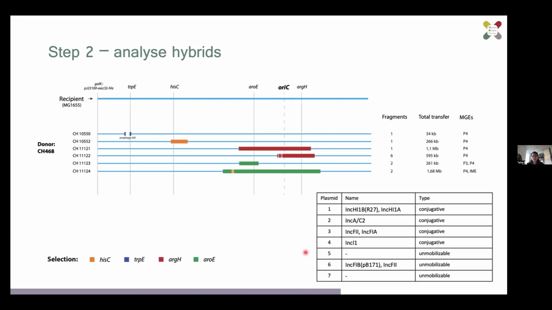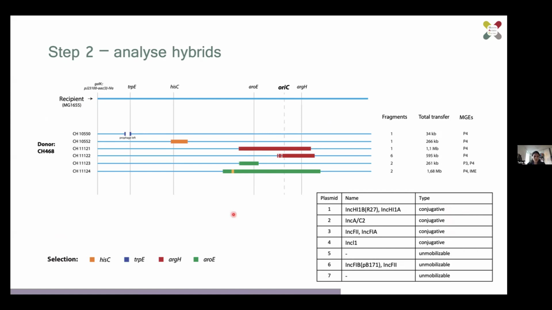So there's a lot that I could say about this, but the one thing that I'm going to focus on right now is that this donor, the one that I'm showing here, has 7 plasmids. And we want to know which one of these plasmids is the responsible one of mobilizing the chromosome. Is it any of them, all of them, only one of them? We have 3 of them which are unmobilizable, so it's very unlikely that these are the ones, but we have 4 that are conjugative. So any of these 4 could be the one mobilizing the chromosome and creating these hybrids.